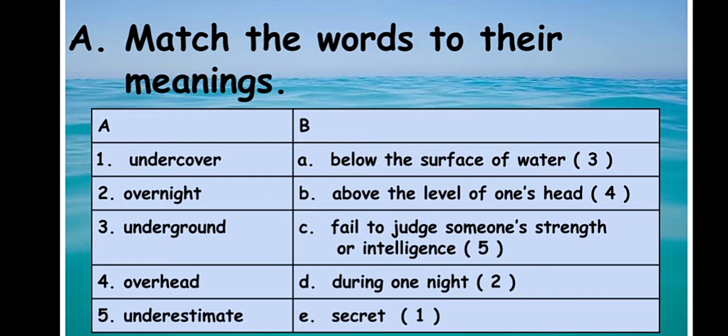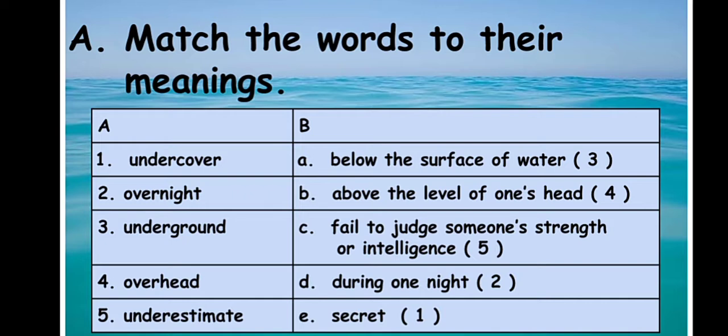And the fourth one is overhead. Just look at column B, and can you say the answer for this? Very good. Above the level of one's head. 4 is the answer. B is the answer for the fourth question. The meaning of overhead is above the level of one's head.